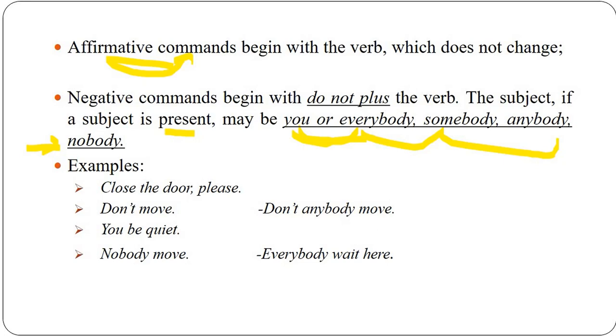Close the door please. As you can see, it is an affirmative command. Olumlu emir cümlesi yani. Don't move is a negative command. You be quiet. As you can see, this is still an imperative sentence with a subject actually. Nobody move. This is again an imperative sentence with a subject. Don't anybody move is also a negative command. Everybody wait here is also a command.